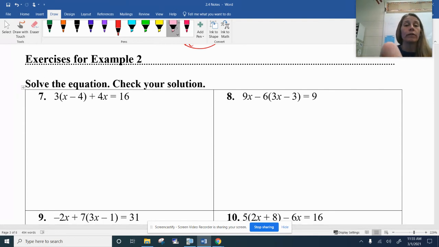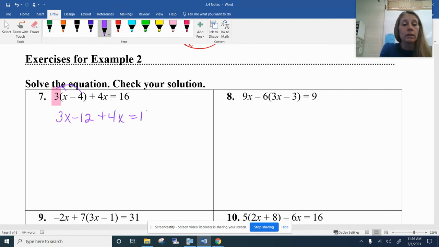All right, so a couple more of these problems. On this one here, we're going to be distributing the 3. It is a positive 3, so we don't have to worry about any sign changes. So we have 3x minus 12, because 3 times negative 4, plus 4x equals 16.